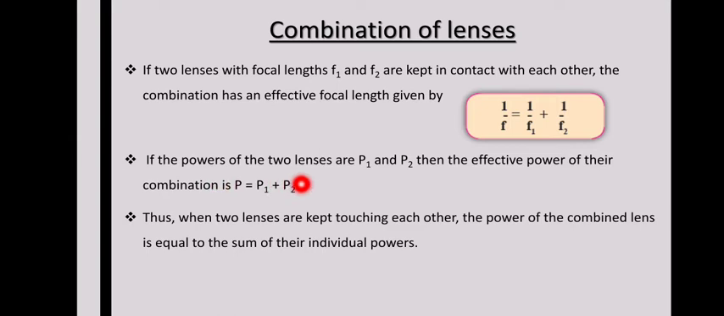Now if the powers of the two lenses are P1 and P2, then the effective power will be P is equal to P1 plus P2, right? Thus when two lenses are kept touching each other, the power of the combined lens is equal to the sum of their individual powers. Followed, students?